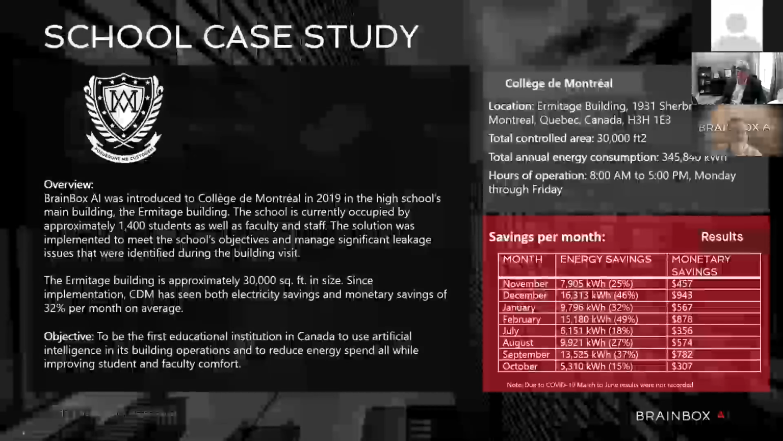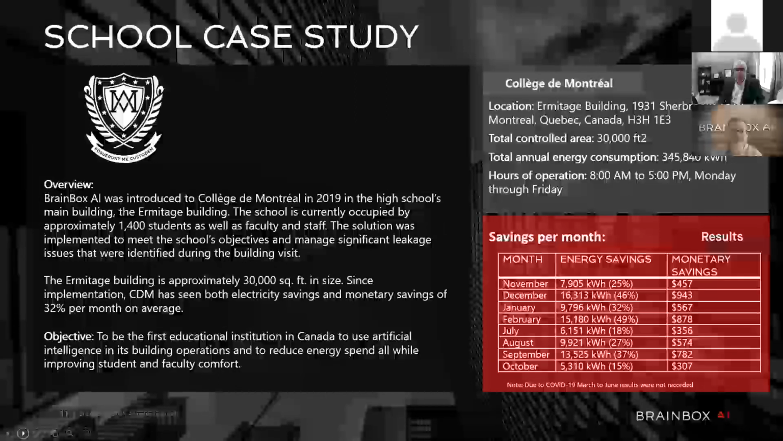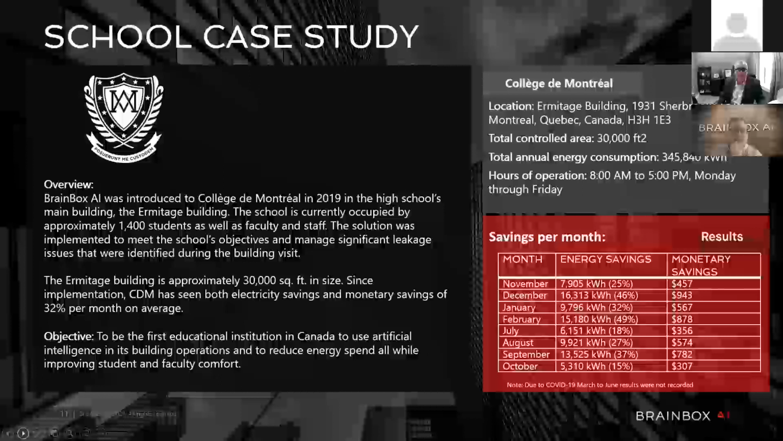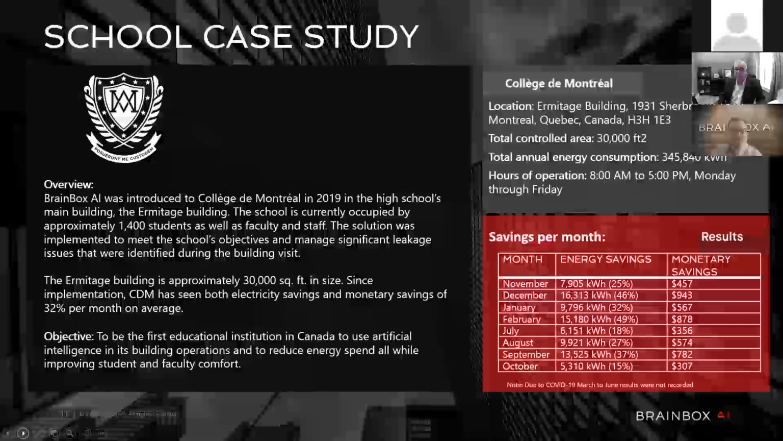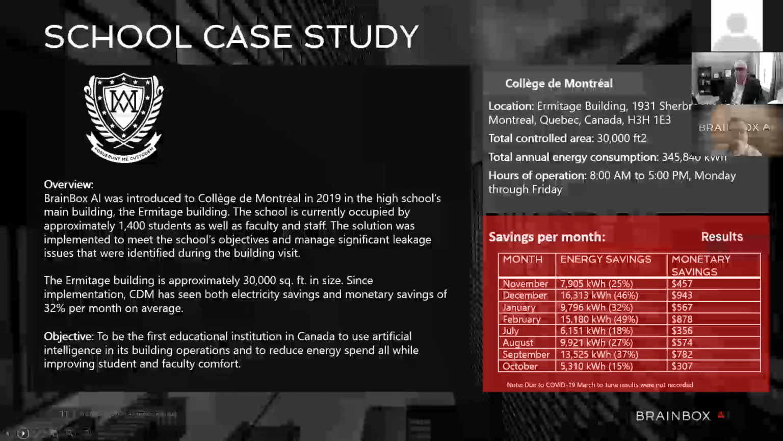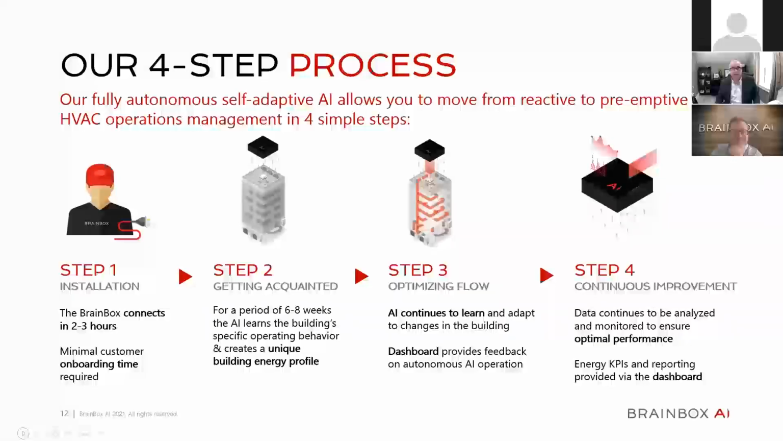And the last slide that I have, and I know there's a lot of universities and schools interested in this technology. One of the early adopters and one of our beta customers in Montreal was the College de Montreal. And we've been working with them for a while. They wanted to be the first college to actually implement AI technology. And we've seen a reduction of their total energy spend of about 32%. So we've seen some significant results. So with that overview and backdrop, I'd like to turn it over to Blake to get into the details of the technology. Awesome. Thank you, Mark.